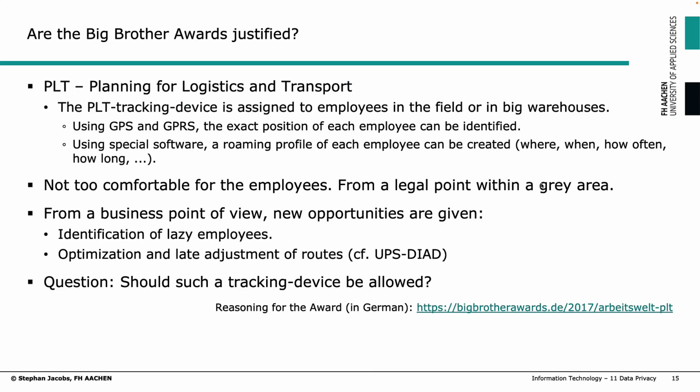The first one is about PLT, Planning for Logistics and Transport, a company which developed a device which is assigned to employees, for example in big warehouses or in logistics companies. Using GPS, so global positioning systems, and mobile communication like GPRS, the exact position of each employee can be identified at all times. So you can track where people are, where they go, etc., etc.